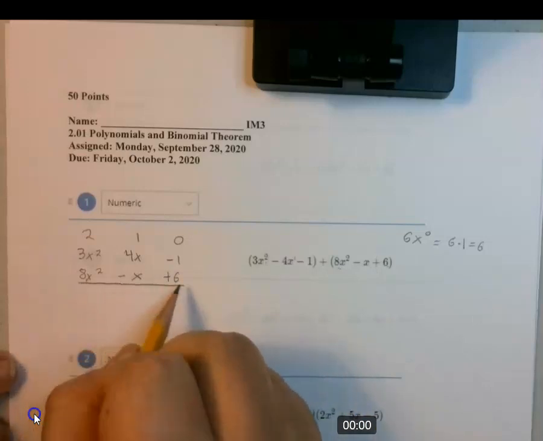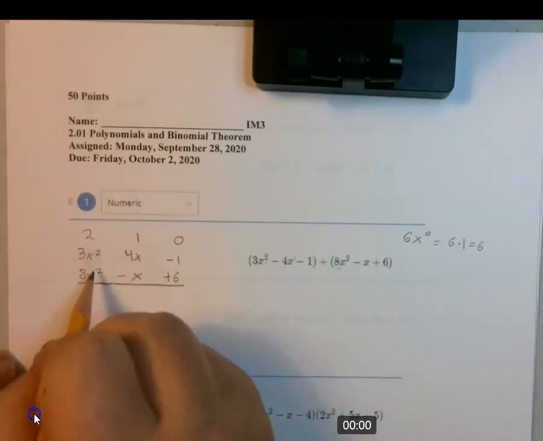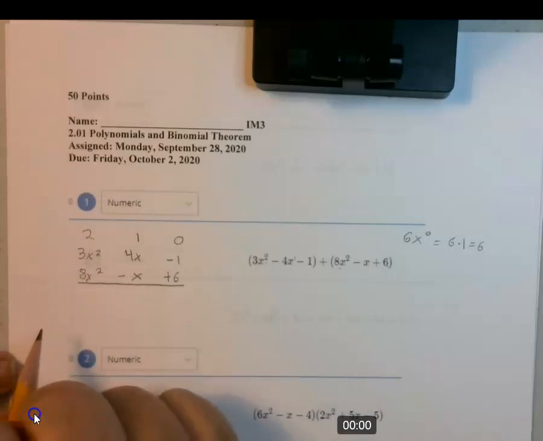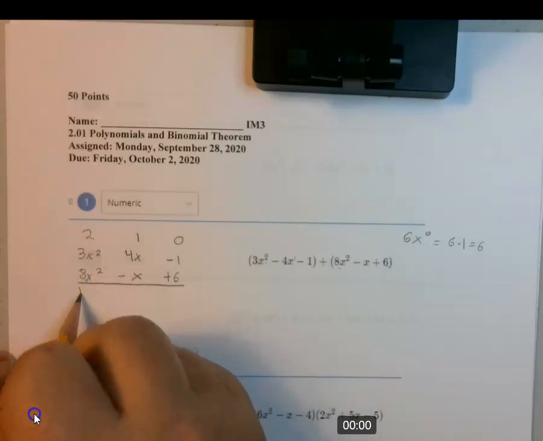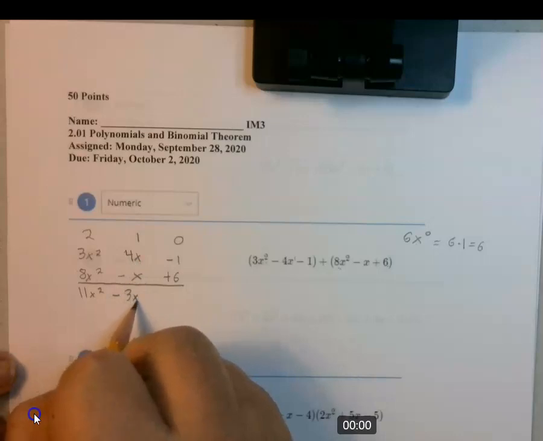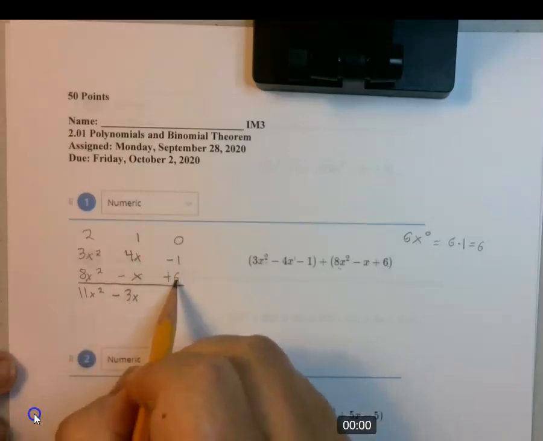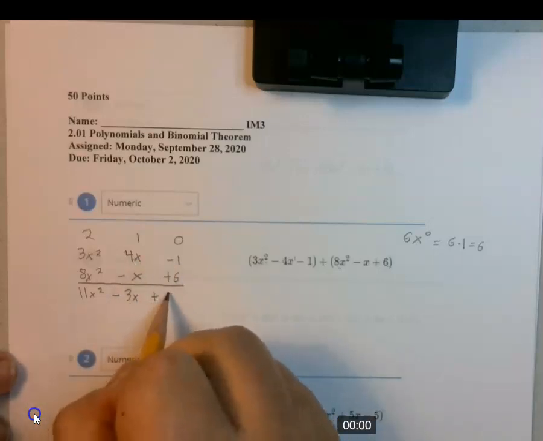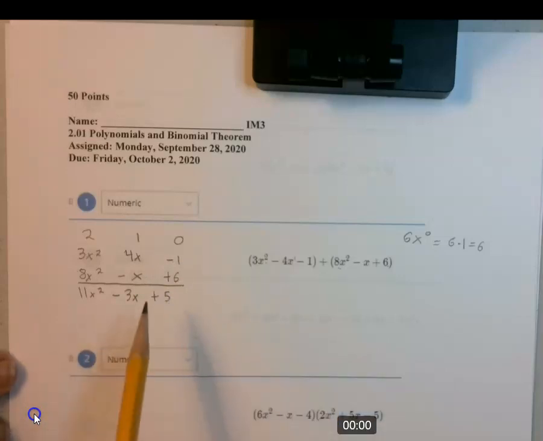Okay, so when you add, the variable part stays the same. The x squared stays the same. So it's simply 8 plus 3 is 11x squared. 4x minus x is 3x. And negative 1 plus 6 is plus 5. Now some students may think that 4x minus x is just 4. Maybe the x goes away.